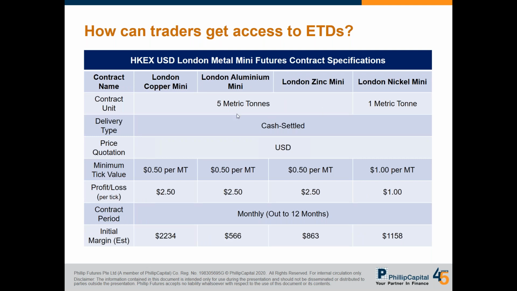If you look at the USD London Metal Mini Futures contract, it's a standardized futures cash-settled contract. The ratio is 1:5. It's 5 times smaller than the LME 3-month rolling forward contract. It's also denominated in USD. The tick value is about 250, and about $1 for nickel. It's a miniature contract, so traders can go in with a smaller capital outlay. Copper is 2,234, but aluminium and zinc are slightly less, 566 and 863.